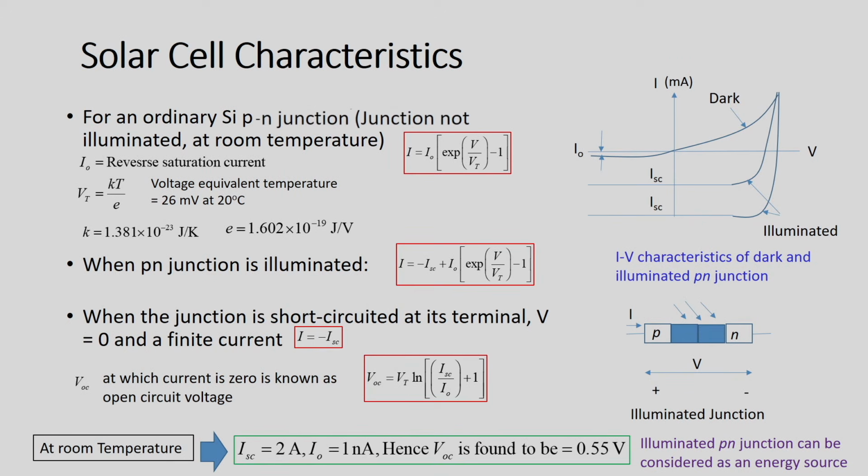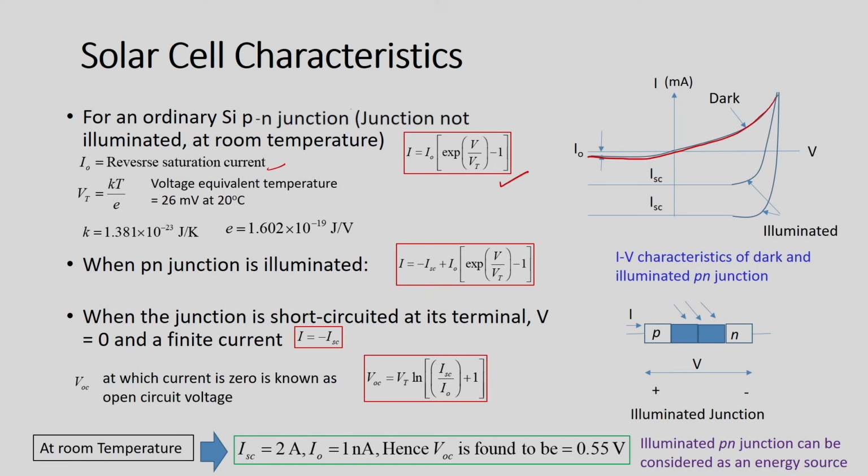The solar cell characteristics at room temperature, when a junction is not illuminated. How will it look? It will be something like this. Mathematically it can be represented by I is equal to I naught multiplied by exponential of V by Vt minus 1. This is the expression we can use for a dark current. This I naught is nothing but reverse saturation current, which is dependent on temperature.